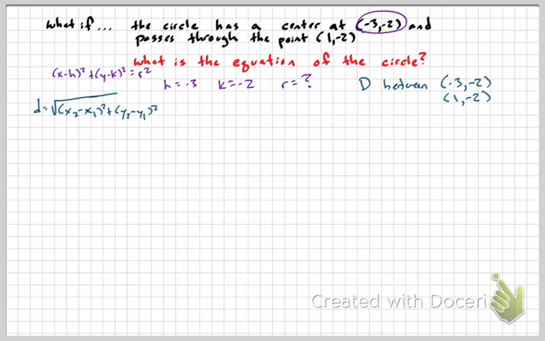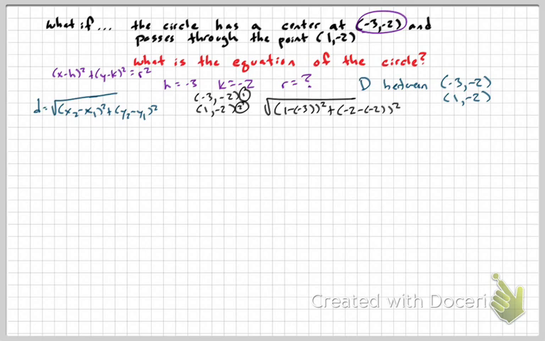So in this instance, our 2 points are negative 3, negative 2, and 1, negative 2. Those are the points we're trying to find the distance between. So I'm going to call this my 1s, this my 2s. x2 minus x1, so (1 minus negative 3) squared plus y2 minus y1, (negative 2 minus negative 2) squared.